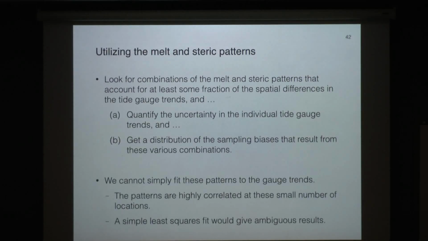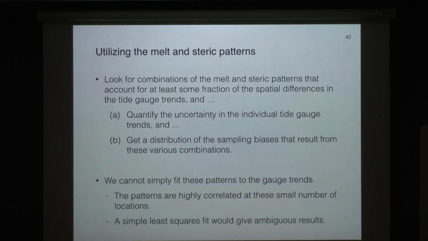So now what I want to do is try to look for combinations of the melt fingerprints and steric patterns that account for at least some fraction of the spatial differences in the observed trends. And then try to quantify the uncertainty a little better and get a distribution of the sampling biases that might result from these various spatial structures. So the problem is because we only have 22 gauges, or 22 locations, these patterns are highly correlated at those locations. And so we can't just do a least squares fit to them.